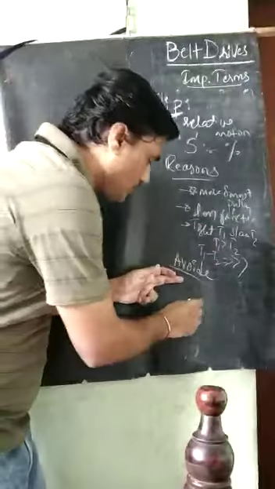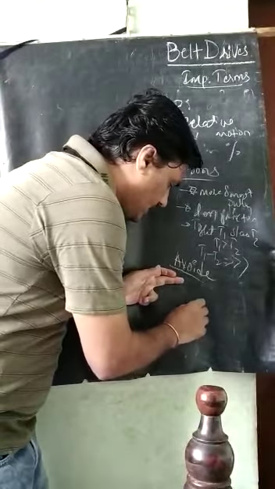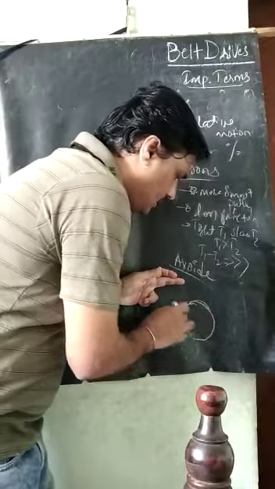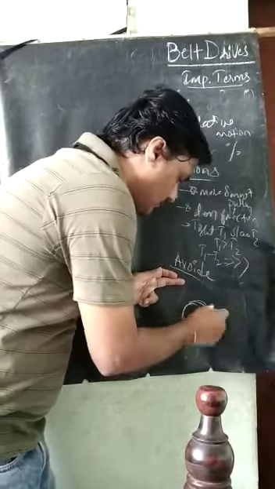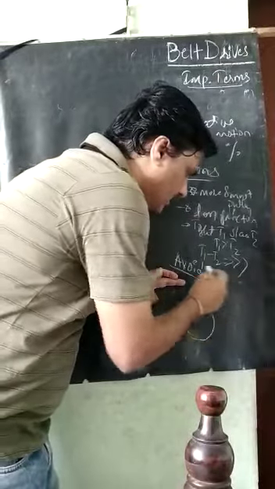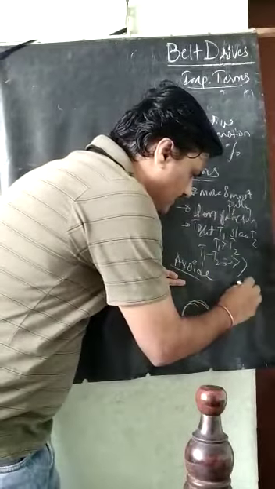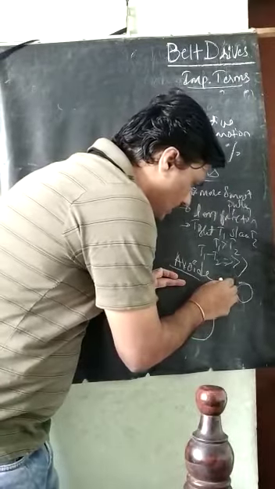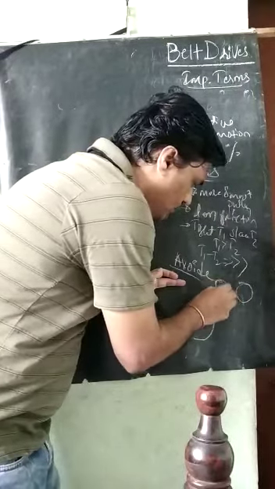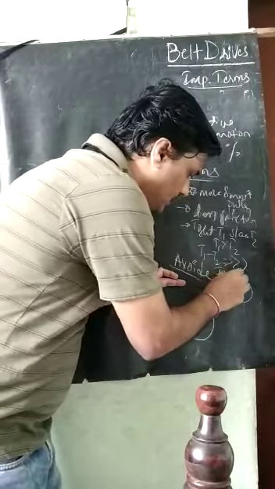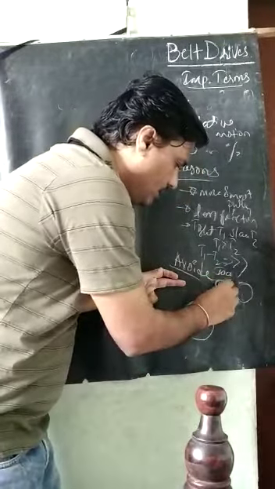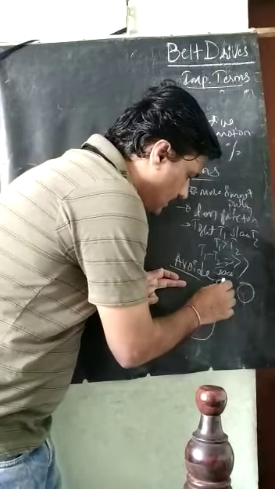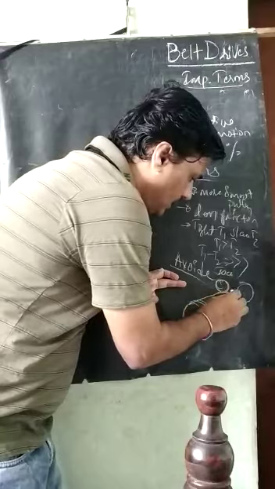How do jockey pulleys work? For example, this is one pulley, the driver pulley, which is the smaller one. Here is the jockey pulley, very near the smaller pulley. What happens is that the belt comes here, and it increases the contact.